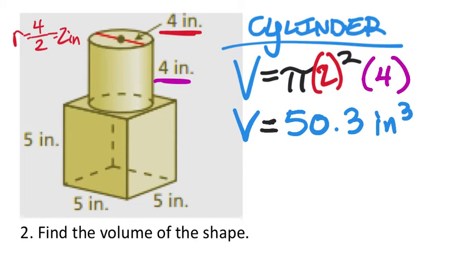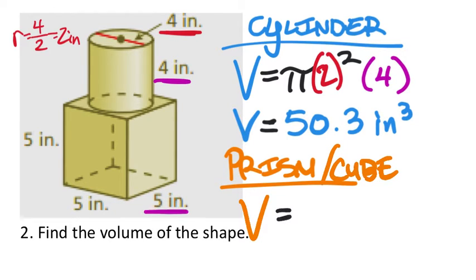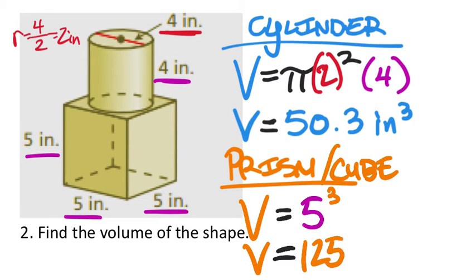Now let's look at the prism volume. Now this is a rectangular prism. In fact, it's a cube. How do we know it's a cube? Because all the lengths, the edges are the same length, 5 inches, 5 inches, 5 inches. So, I'm going to just call it a cube. And to find the volume of a cube, all we need to do is take the side length, here at 5 inches, and raise it to the power of 3. So this gives me a volume of the cube at 125 cubic inches.